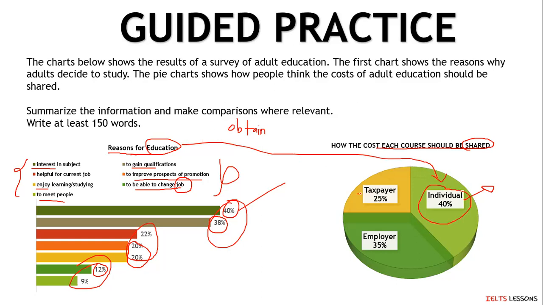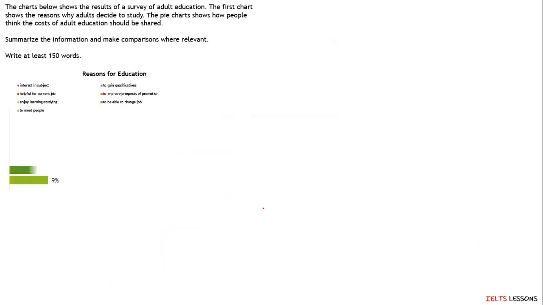And the taxpayer, the people, so the taxpayer pays 25%. The employer, the bosses, the company owner, pays 35% of their workers' studies. Pay the workers who wish to study 35% of their tuition fee. For school fee, we can change that to tuition fee, or university fee. So let's move on now to guided practice. So let's start.